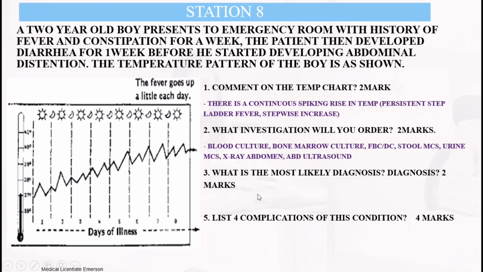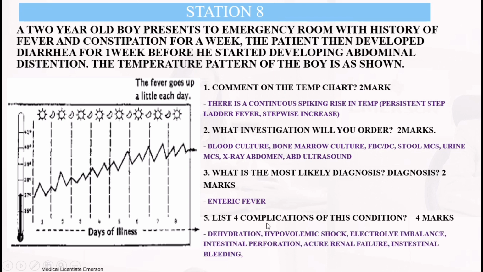Then what is the most likely diagnosis? So this is most likely enteric fever. Then complications of this condition, we have dehydration, hypovolemic shock, electrolyte imbalance, intestinal perforation, acute renal failure, intestinal bleeding, and of course there are others as well.